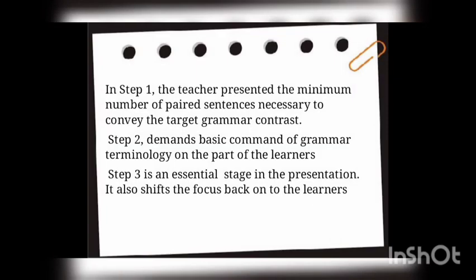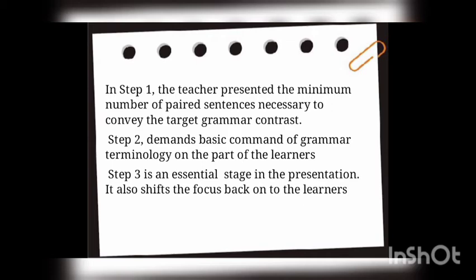In step 1, the teacher presented the minimum number of paired sentences necessary to convey the target grammar contrast, where the students are tasked to identify the 2 verb structures in each of the sets and establish that each sentence A is an example of the present perfect, while each sentence B is an example of the past simple.